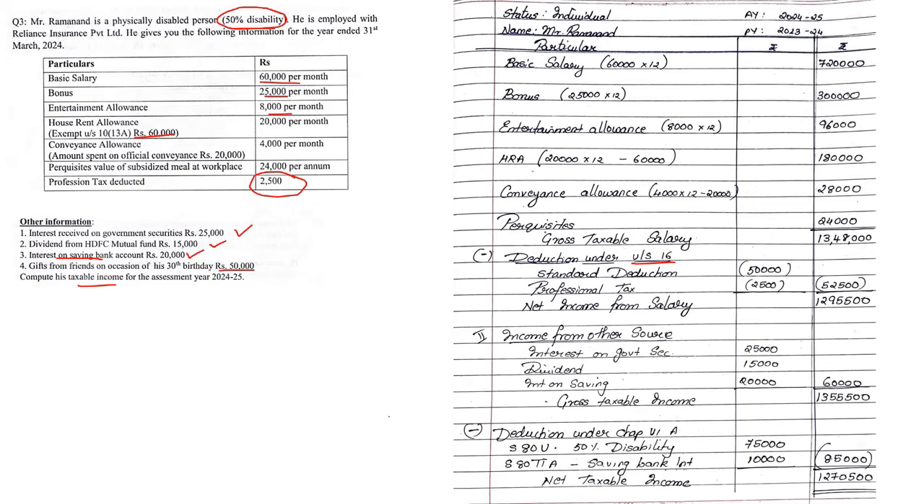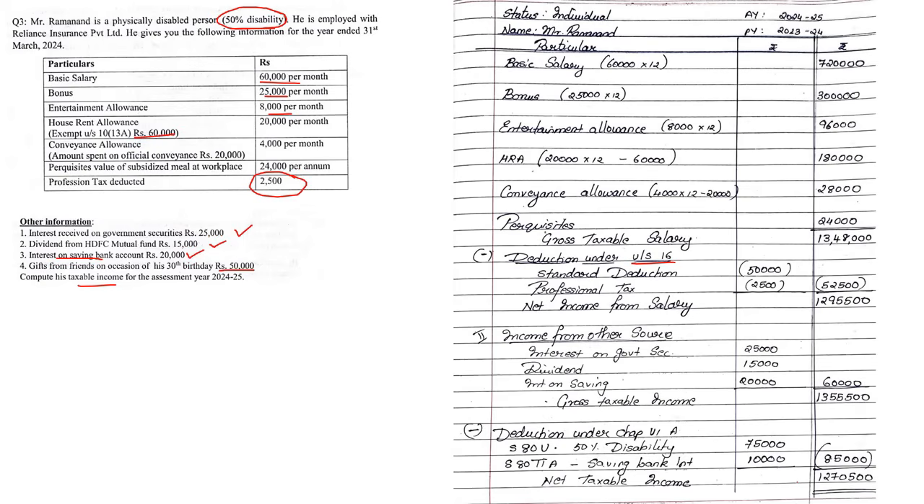So deduction under chapter 6A, under section 80U, 50% disability, 75,000. Section 80TTA, saving bank interest 10,000. Total 85,000 in the outer column, negative. So 13,55,500 minus 85,000, the net taxable income comes to 12,70,500. This is how you all had to solve the sum based on total computation of salary, other source and deduction.